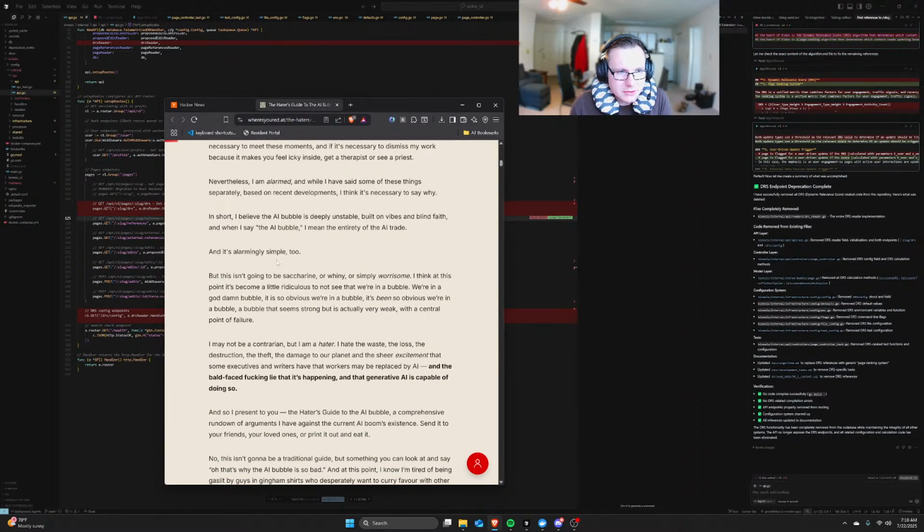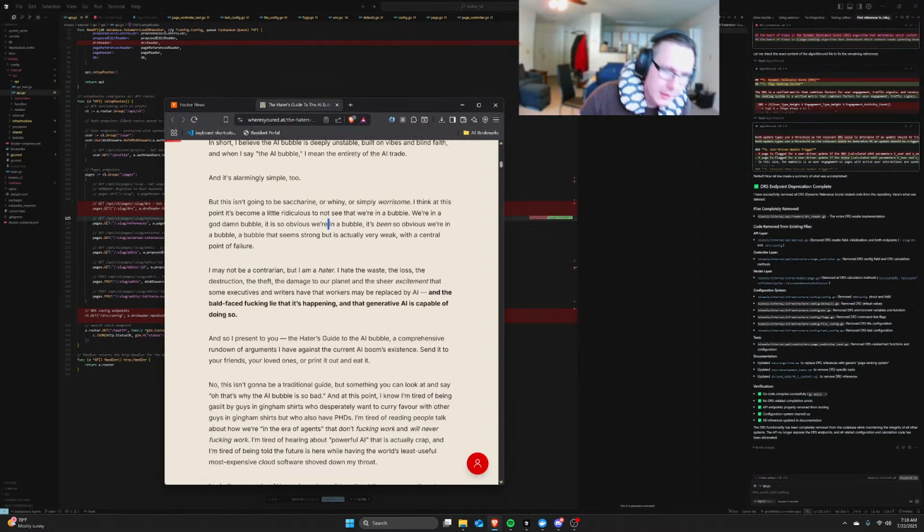And it's alarmingly simple too, but this isn't going to be saccharine, whiny, or simply worrisome. It's ridiculous not to see that we're in a bubble. So this is him venting his frustration. We're in a goddamn bubble. It's so obvious we're in a bubble. It's been so obvious we're in a bubble. A bubble that seems strong, but is actually very weak with a central point of failure. This guy is pissed. I may not be a contrarian, but I am a hater.